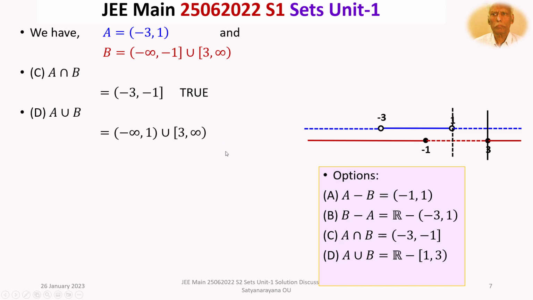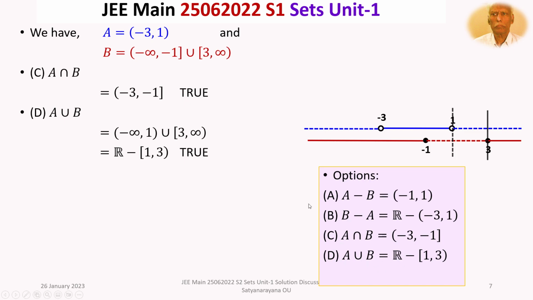So the union is A union B. This is also written as R, remove this portion, the dotted portion. What is the dotted portion? Here 1 is not included. So in the dotted portion it is included. 3 is included in A union B. In the complement, 3 is not included. Therefore, this is the same as R minus the semi-closed interval 1 to 3, closed at the 1 end, open at the 3 end. So again, it is true. So option D is also true.